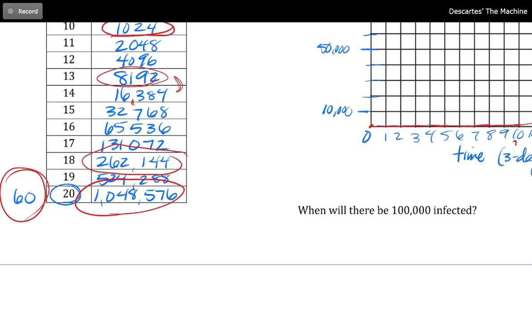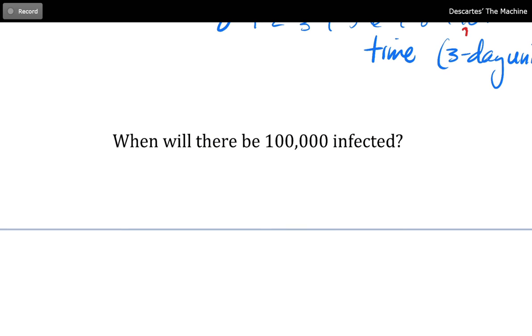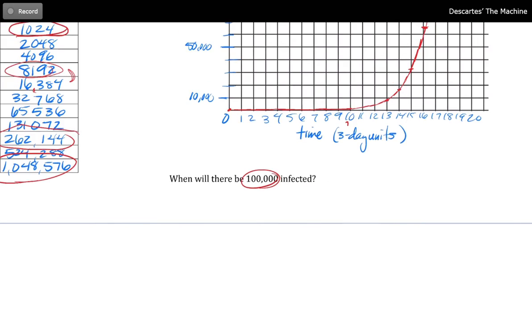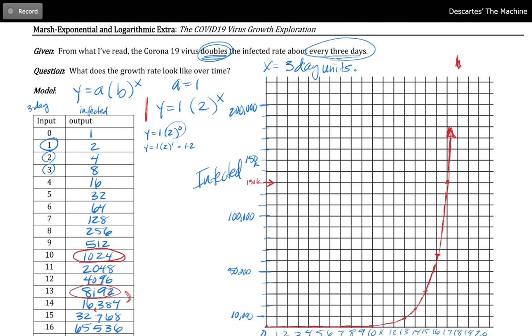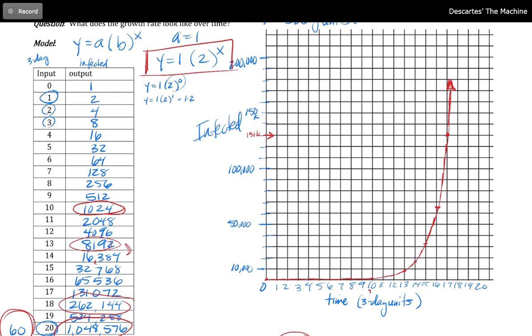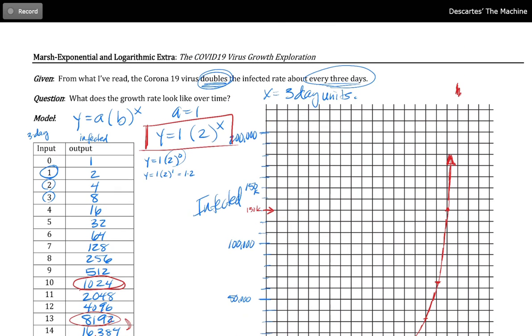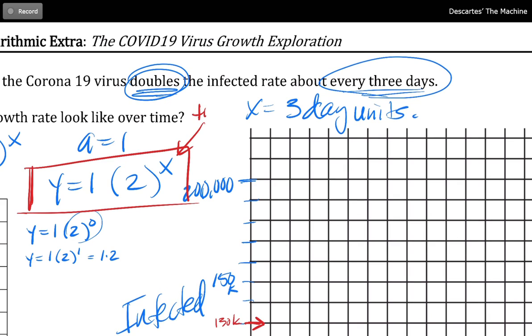So the next question then would be, when will there be 10 or 100,000 people infected? Well, okay, so what does that mean? We've run this model now, y is equal to 1 times 2 to the x. We've had the input be x, and we've had the output be y. If we tell you how long it is for the time, this then will be the output. This will tell us how many.